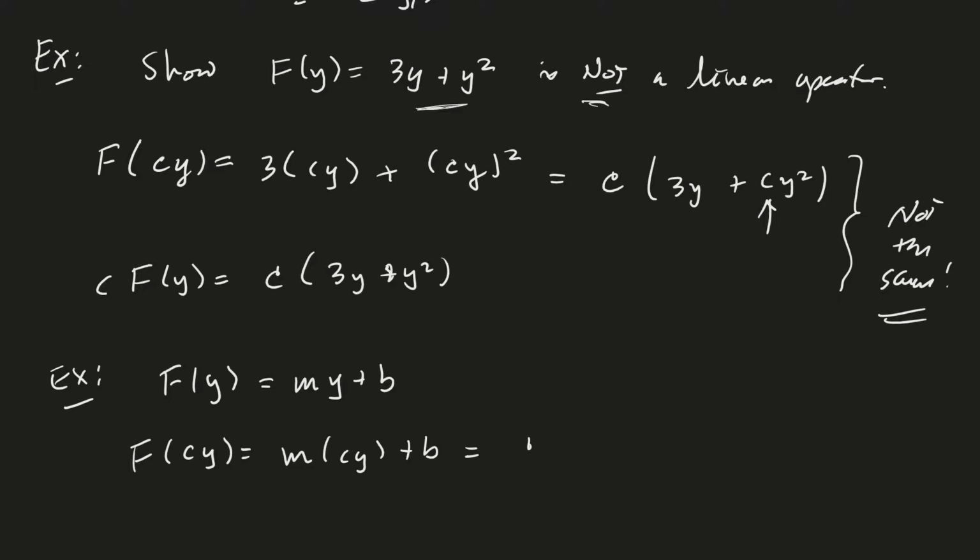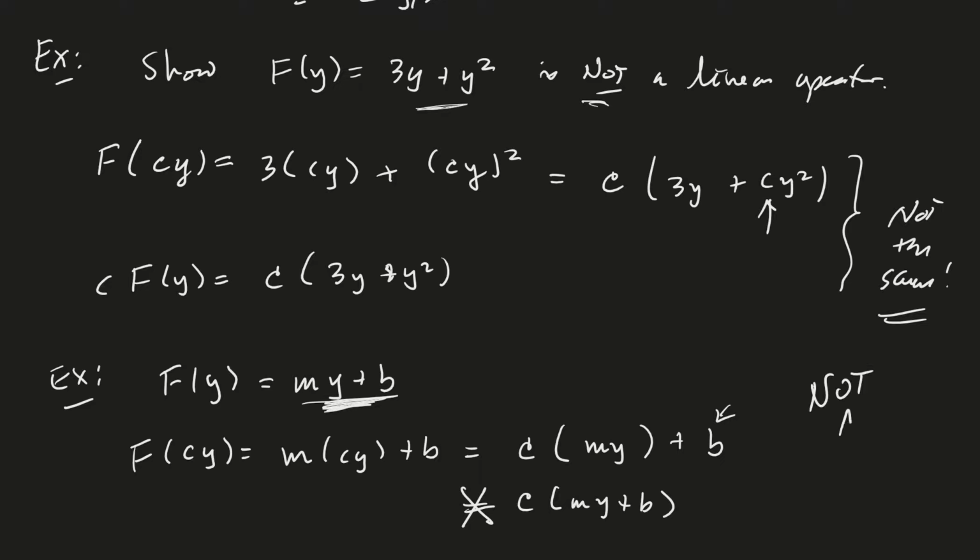And do you see what's going to mess this up? This is not the same thing as c times my plus b, right? So that b is really screwing things up. And so this kind of confuses students a little bit, because this is the equation of a line, but this is not a linear operator.